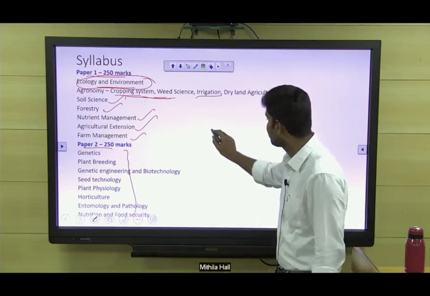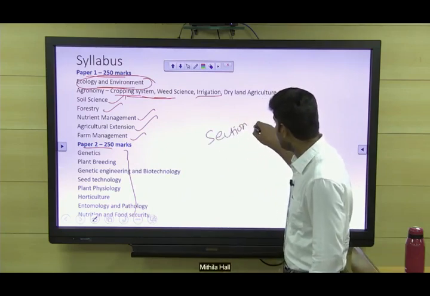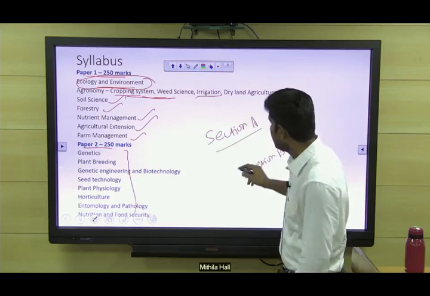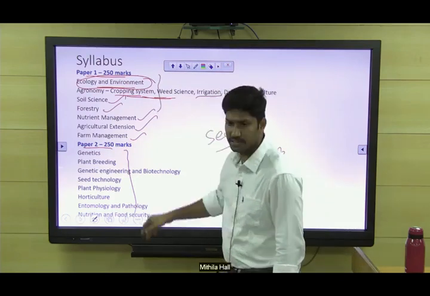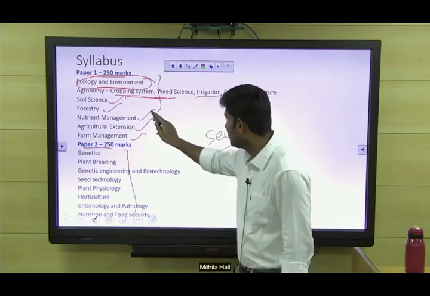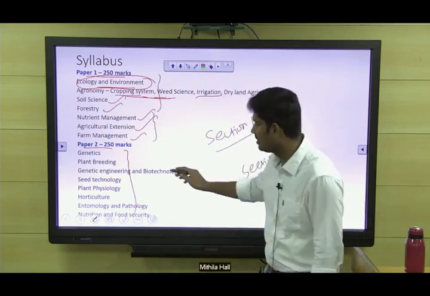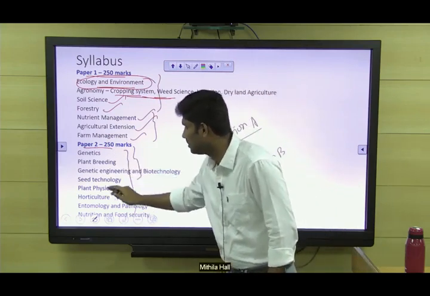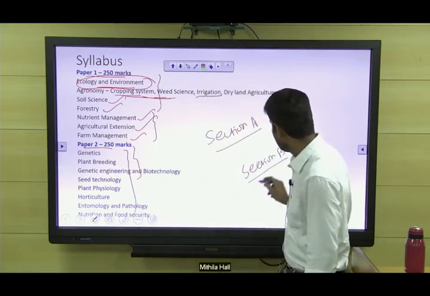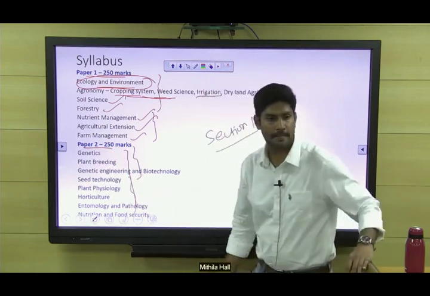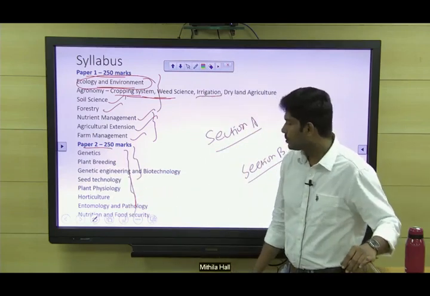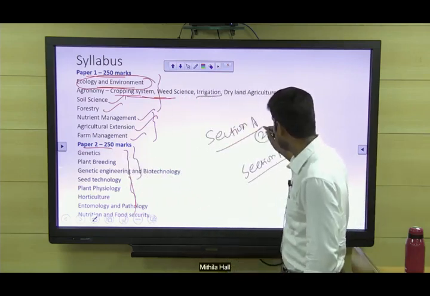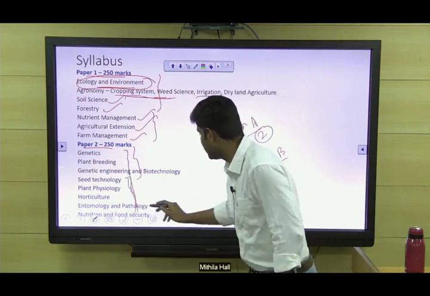Mostly in section A and section B, the questions are from specific parts. In section A, they ask questions from the first 4 topics, and in section B, the remaining 4 topics. Similarly in paper 2, section A questions are from this area and section B questions are from that area. Here we could skip this part, attempting only 2 questions from section A and the maximum questions from section B.